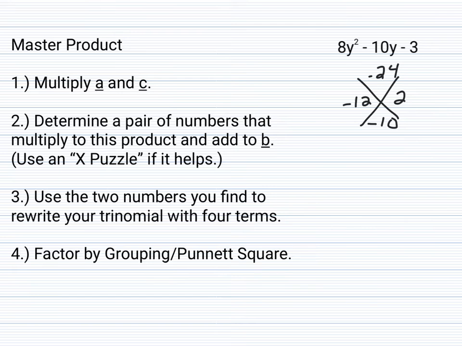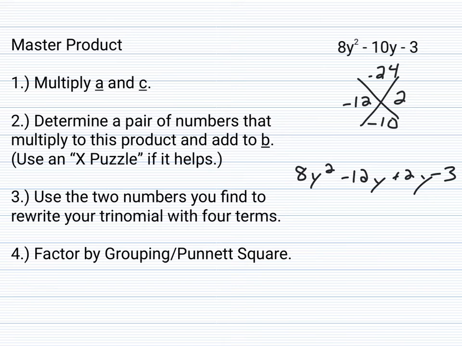So now what we have to do is write this original trinomial as a polynomial with 4 terms, and we're going to use the negative 12 and the 2. So I'm going to start with my 8y squared. I'm going to end with my minus 3. But I'm going to rewrite the negative 10y by using negative 12 and 2. It doesn't matter which order I'm doing this in, so I'm going to say negative 12y plus 2y. You can see that I've used those two answers to my X puzzle as coefficients of y, and if I combined like terms, that would bring me back to my original problem, which I don't want to do.